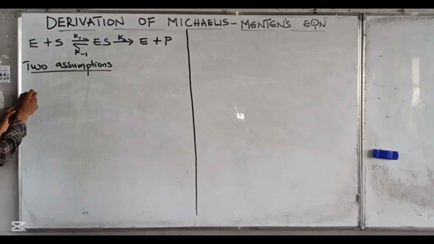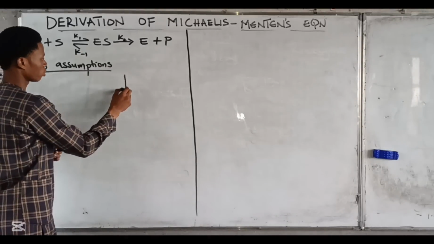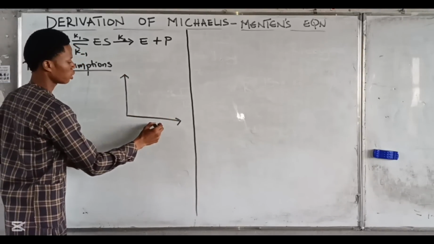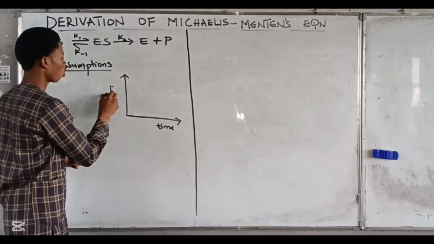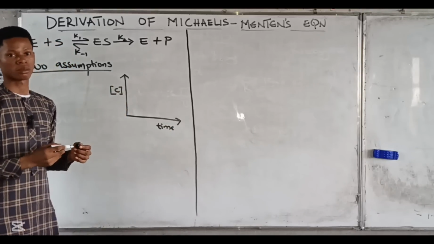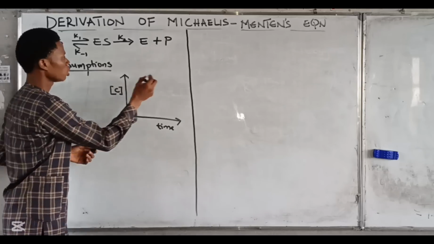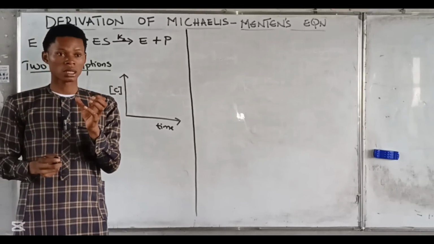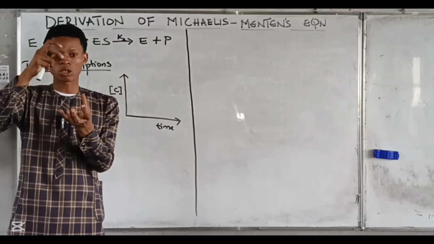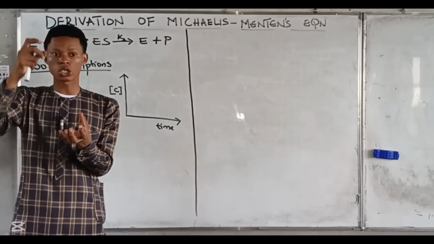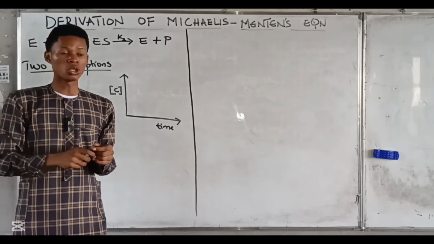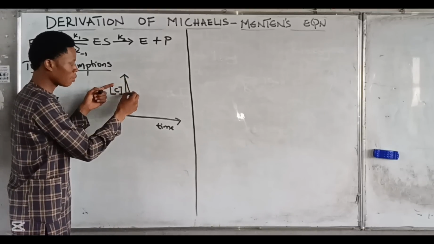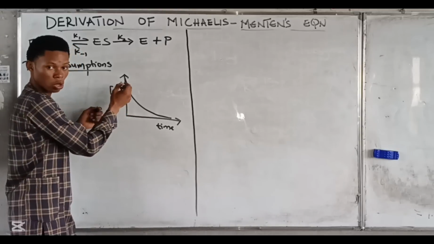Now let's look at this. If we have something like this, if you are plotting a graph of concentrations against time, you notice that if you have a candle and you light it, the candle is the substrate, right? As you light the candle, what will be happening to the concentration of the candle, or the length of the candle? Will it be increasing or reducing? Reducing, right? So if you notice, concentration of substrate was high here, but with time it will be reducing, right? It will be going down.